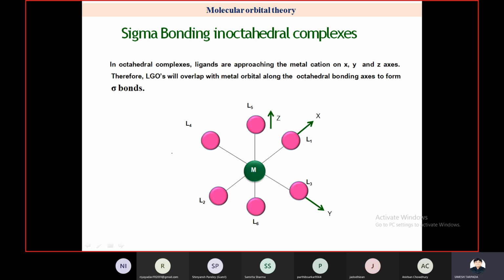How is this sigma bond formed? See, this is the case where the ligand approaches the metal on the x, y, and z axes. This is your z axis, this is x and this is y. So the ligand group orbital will overlap with the metal orbital along the octahedral bonding axis to form a sigma bond. This is the sigma bond between ligand and metal. So here sigma bonding is very common.